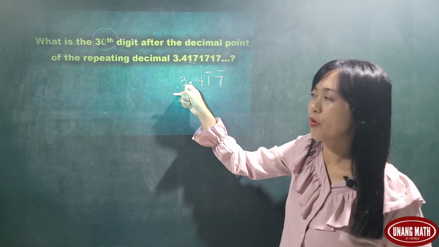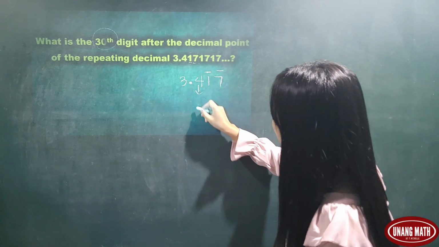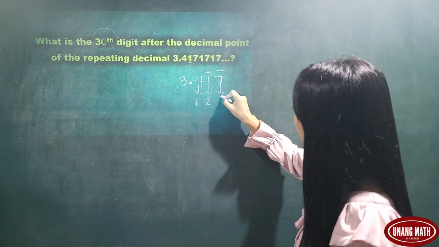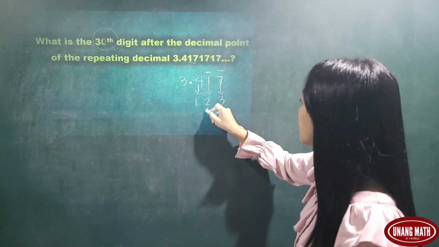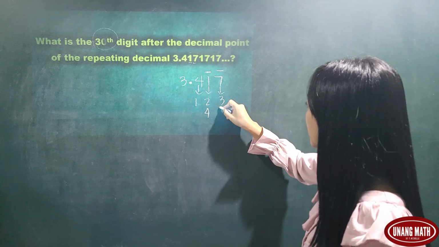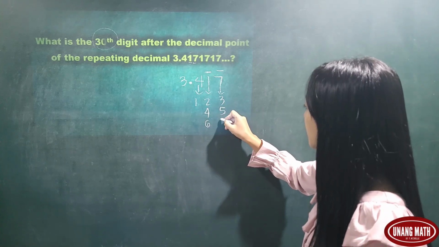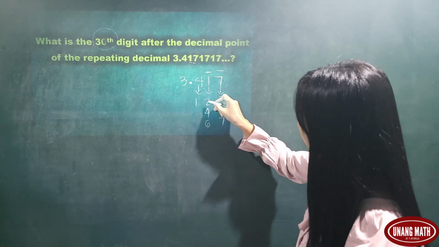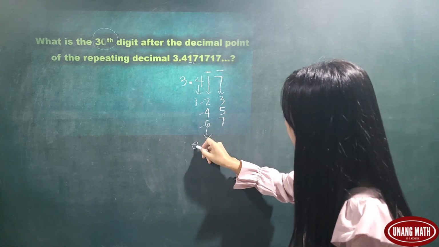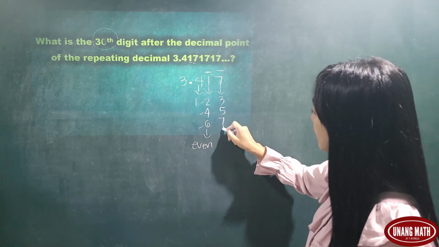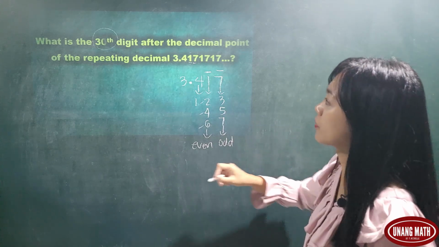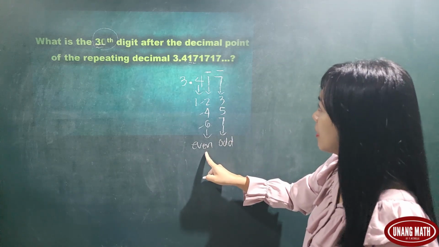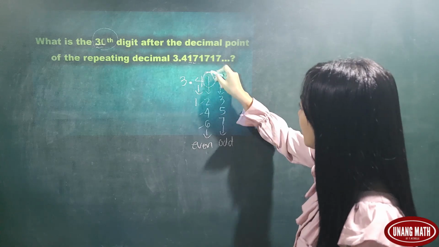Okay, after the decimal point, we have this digit 4. So this is our first digit. Second digit is 1. Third digit is 7. Fourth digit is 1, and then fifth digit is 7. So this is 6, and this is 7th digit. Okay, if you're going to take a look at this one, 2, 4, 6, these are even numbers. 3, 5, 7, these are odd numbers. 30 is an even number. So that means the 30th digit after the decimal point is 1.